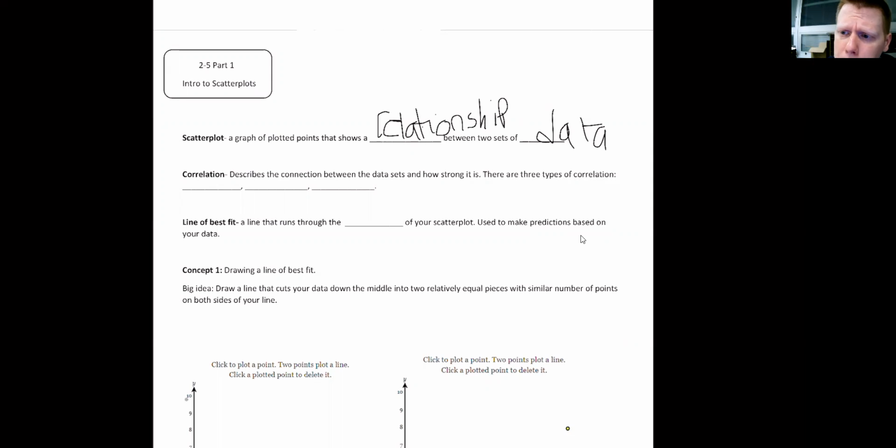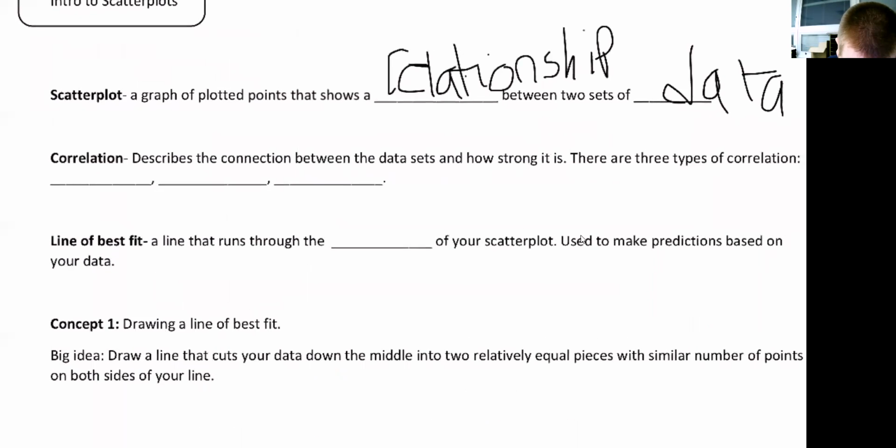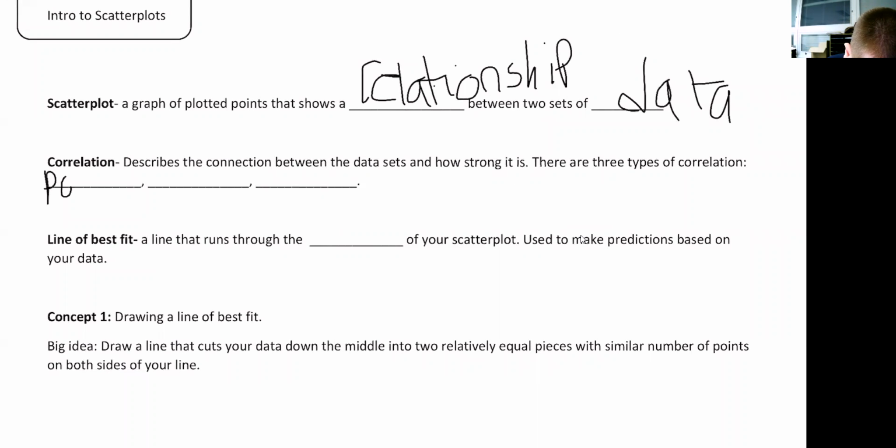There's three main types we're going to see today. You can have a positive correlation. You can have a negative correlation. Or it's possible to not have a correlation. So you could have none between the two sets of data. Maybe there isn't a connection between your height and your IQ or something. So there's not always going to be a connection between the two sets of data you look at, or sometimes it'll be stronger or weaker.